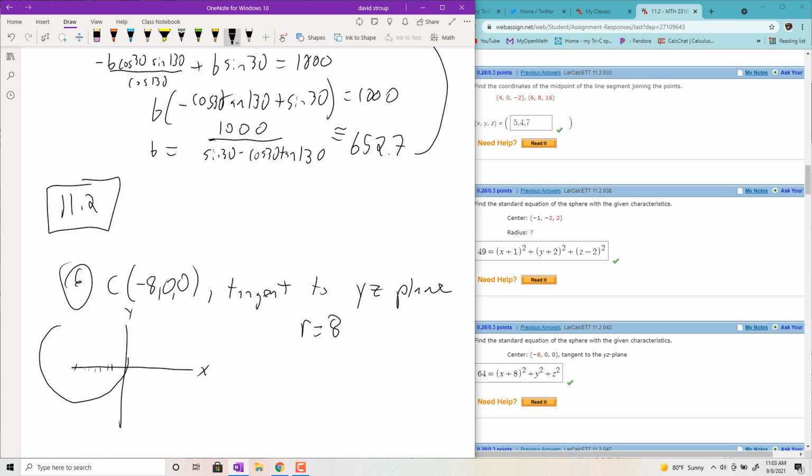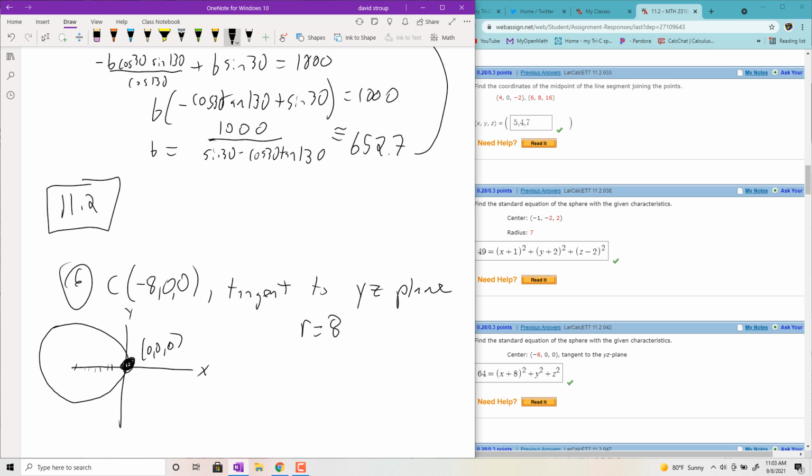So the cross section of the sphere in the x-y plane would be this circle, and then you know it hits right here at 0, 0, 0. It has to hit right there. It's the only place it can hit. So the radius must just be this distance: 1, 2, 3, 4, 5, 6, 7, 8.